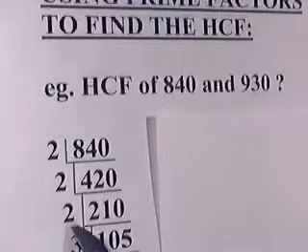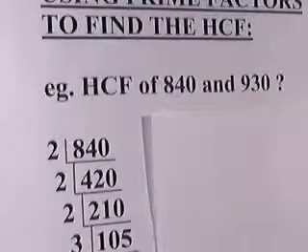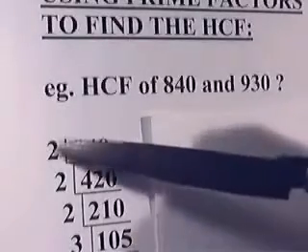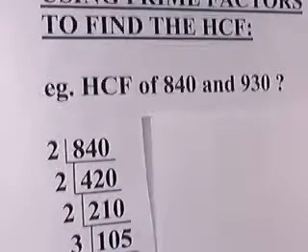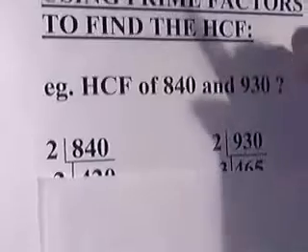So I go up to the next prime number, 3. 3 will divide into that. It'll go 35 times. 3 won't go into 35, so I go up to the next prime number, which is 5. And 5 will go into that 7 times. So I've now broken up 840 into a product of all its prime factors. Let's look at 930.